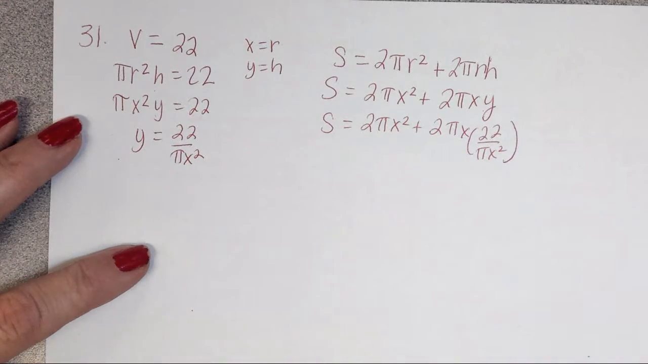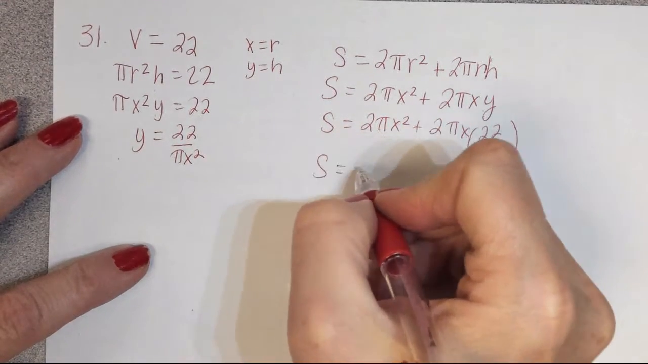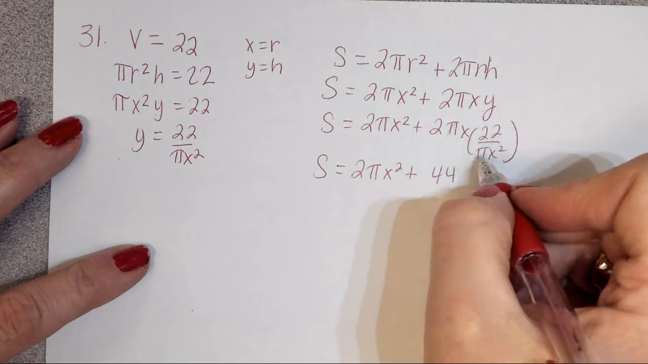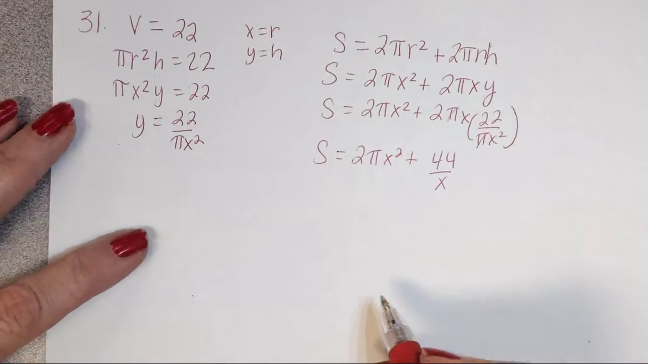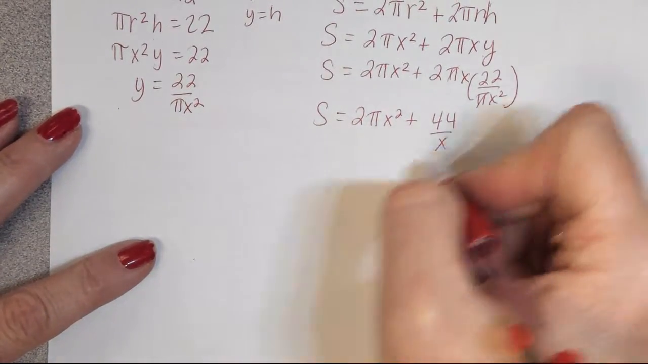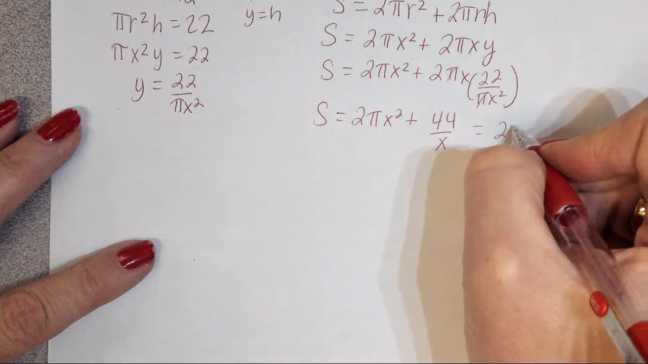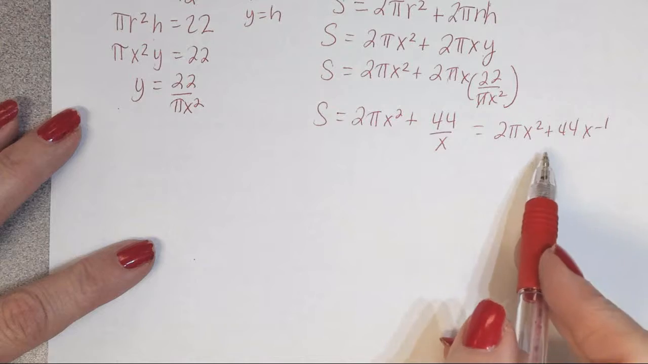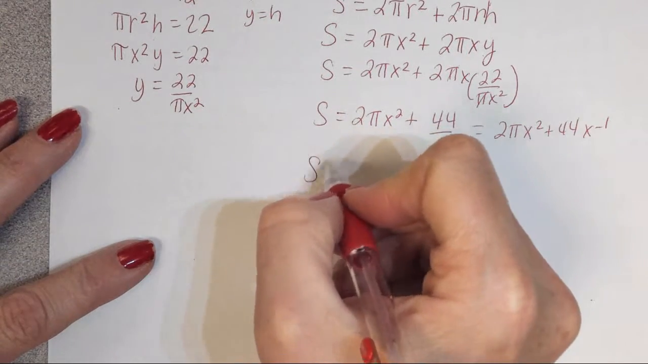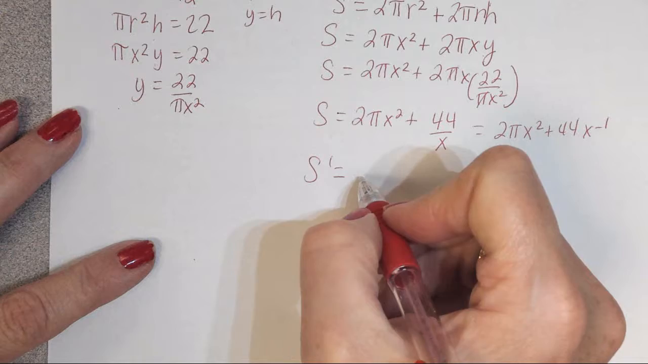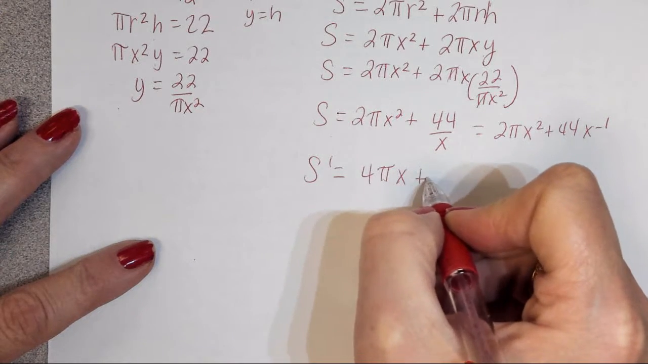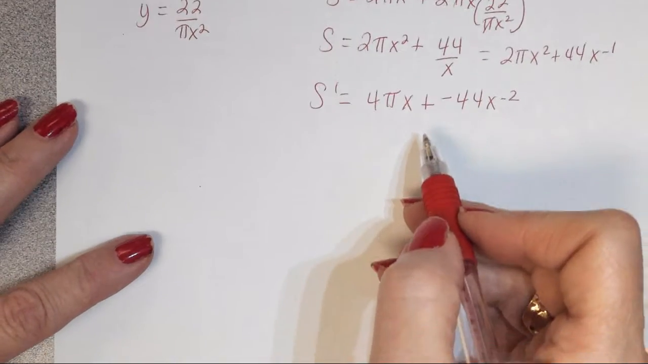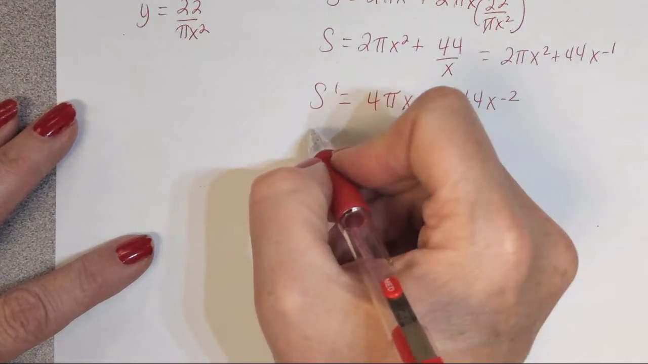And so now I'm going to have to take the derivative. I want to distribute this out first. That's going to give me 44. The pi's would cancel, 44 over x. Simplifying that, this is really going to be 2 pi x squared plus 44 x to the negative 1. That's the same thing. Take the derivative now. So that's going to be 2 pi times 2 is 4 pi x plus negative 44 x to the negative 2. I have to set that equal to 0.